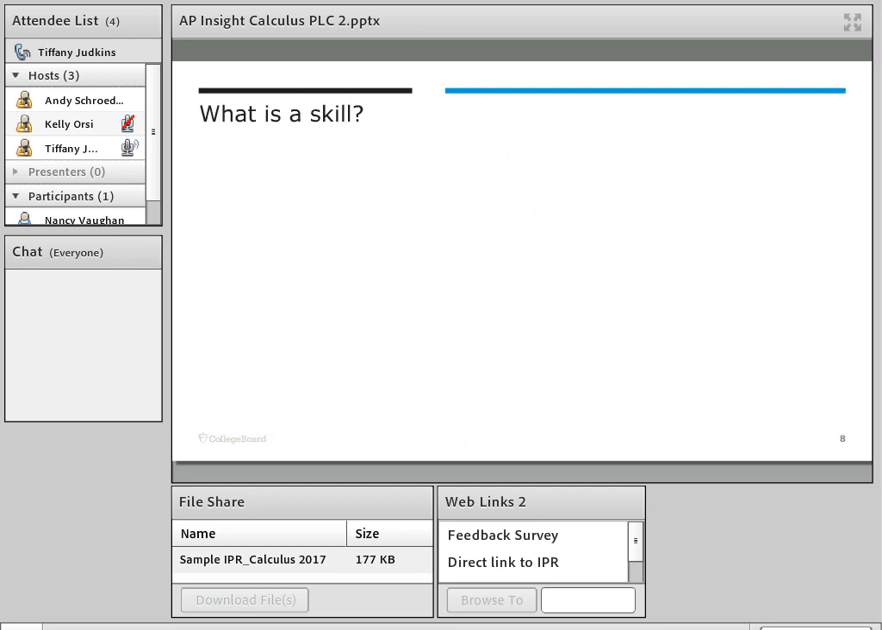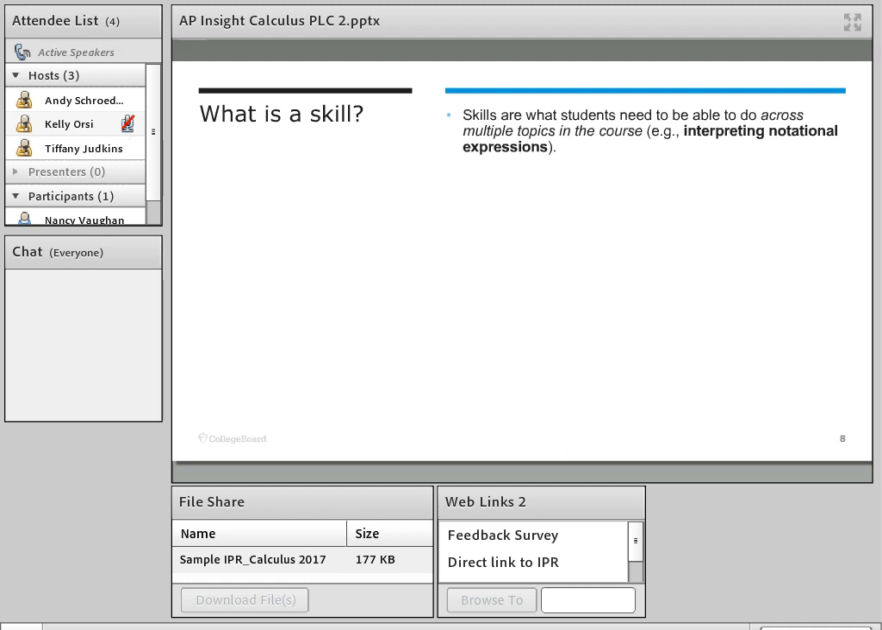All right, so for the remainder of the presentation, we're going to be talking a little bit about these things that we call skills. There's a lot of ways that skills can be defined, but just for the purposes of this conversation, I just wanted to clarify what types of things we'll be referring to. In our context, what we're discussing are the skills, meaning the types of things that students need to be able to do across multiple topics in the course. So think of something like the ability to interpret notational expressions. That's the kind of thing that students are going to do at multiple touch points throughout AP Calculus, right?